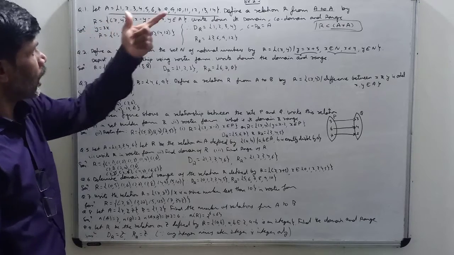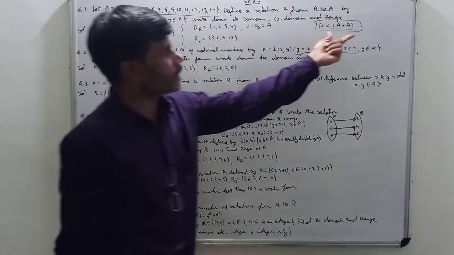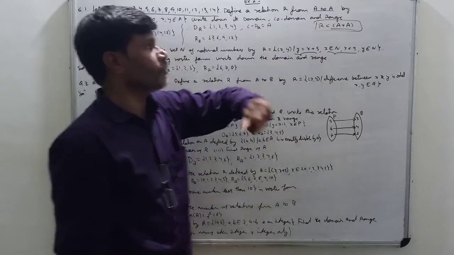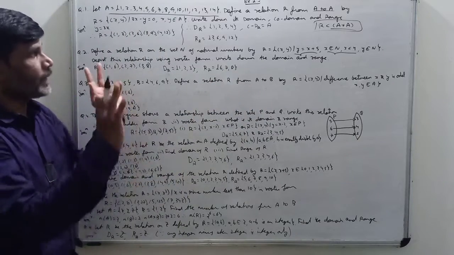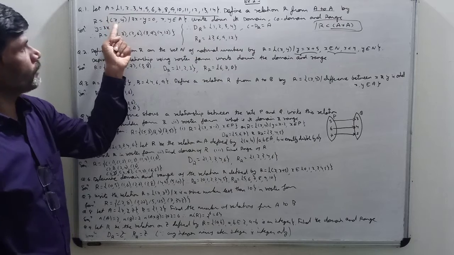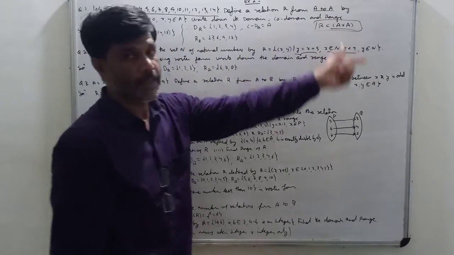What is the relation? Actually, how many relations are possible here? How many? 14 elements are there. So elements in A cross A will be 14 into 14. And number of its subsets will be 2 raised to 14 into 14. So many relations are possible from A to A, but one of them they have defined and we have to work on it, means we have to find out its domain, codomain and range.